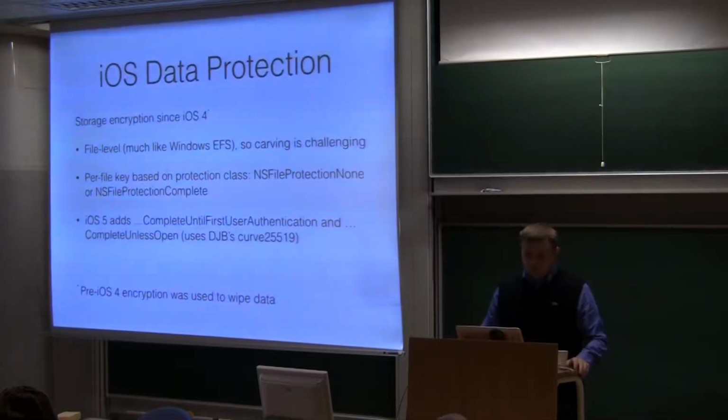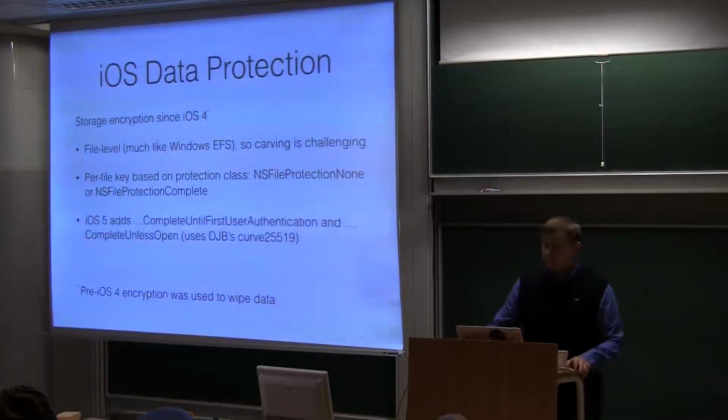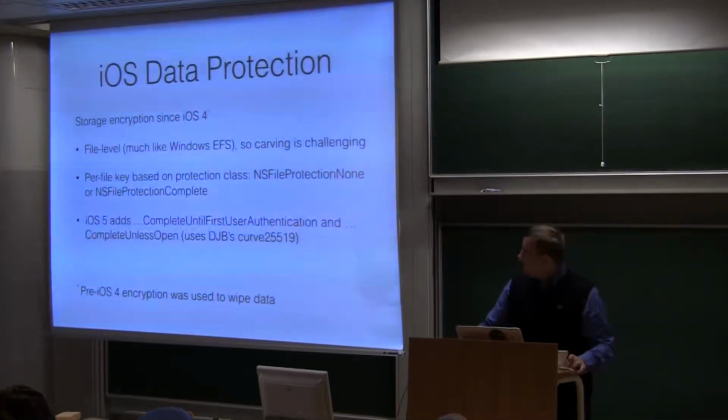That one is very interesting. It is based on public key crypto. Specifically, it uses Daniel Bernstein's Curve25519. And what that class does is that you can create a file and open it for creation at any time, even if the device is locked, and you can write to it. But once you close the file handle, you can only open that file if the device is unlocked. So this is very useful for things like receiving email in background, taking pictures without unlocking the device, and so on.